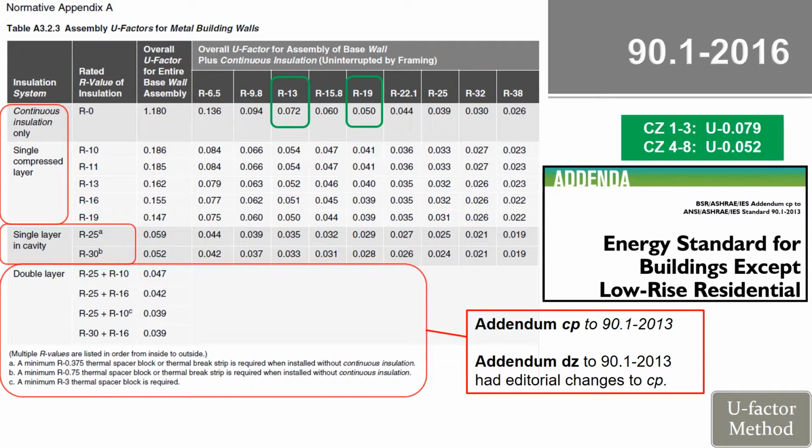So the options to meet this U factor, again, point back to the continuous insulation option only. So that's a good option. Or for fiberglass only, the only other option beyond fiberglass plus continuous insulation would be this new single layer in cavity R30, which gets you to exactly 0.052 for climate zones 4 through 8 within the 2015 IECC for the U factor method.